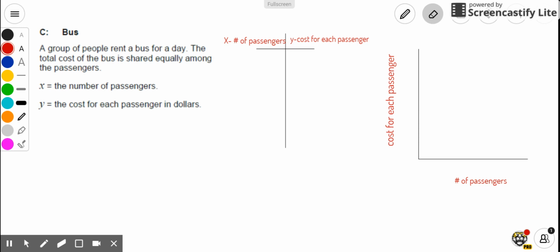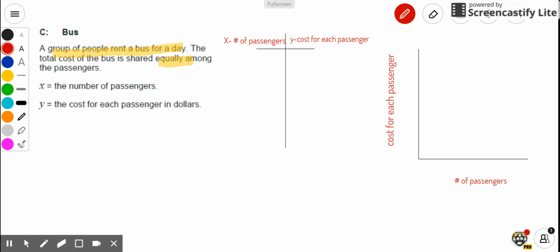So the next problem we're going to do for graphing stories is this bus problem. A group of people rent a bus. So they're renting a whole bus to themselves for a day. The total cost of the bus is shared equally among the passengers. So how much do you think it costs to rent a bus?